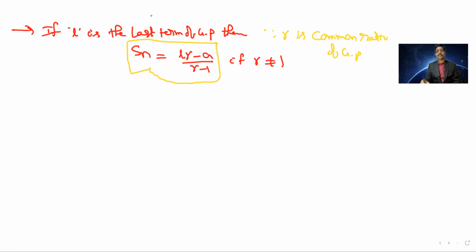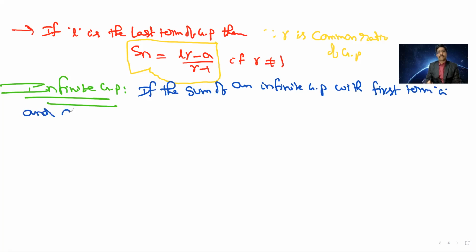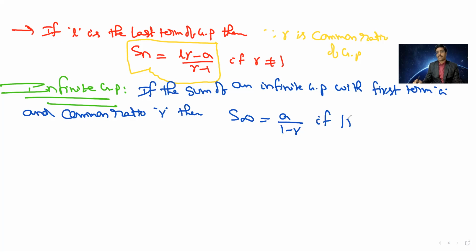Now I am going to explain infinite GP. The sum of an infinite GP with first term A and common ratio R is S infinity equal to A by 1 minus R, if modulus R is less than 1.